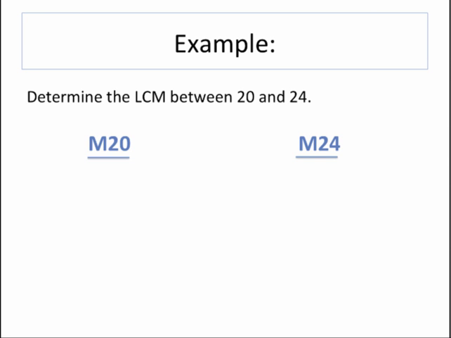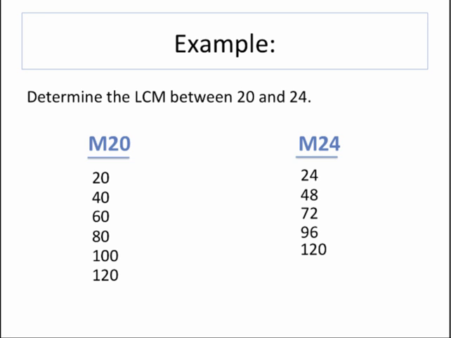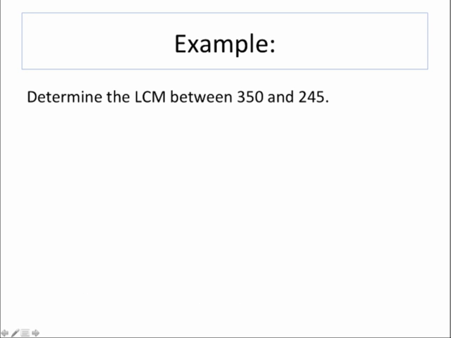So for 20, easily 20, 40, 60. You may want to go further and look in the multiples of 24: 24, 48, 72, 96. We haven't found it yet, so you keep going. And then eventually we find out that 120 is the smallest, or the least common multiple, in both of these lists. So even with relatively easy numbers like 20 and 24, it takes a little time to get through the process of just writing down all of the multiples.